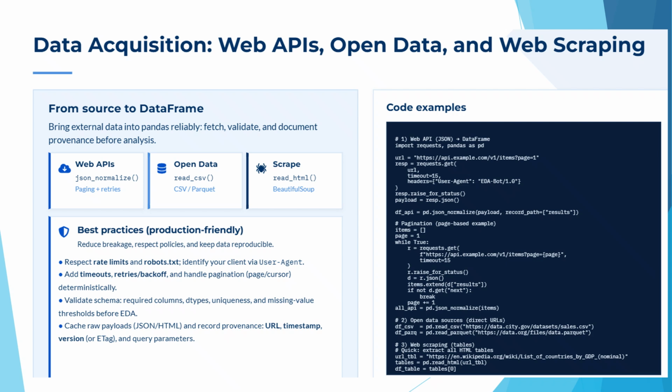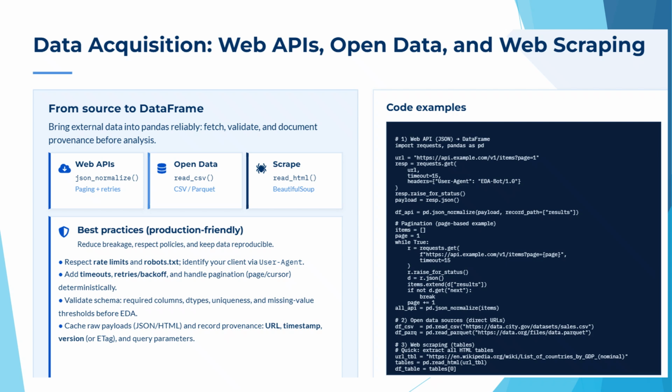Open data sources typically provide files such as CSV or Parquet, which can be directly loaded into pandas using functions like read_csv or read_parquet. These are commonly used for publicly available datasets from governments or organizations. Web scraping, on the other hand, involves extracting data from web pages, often using tools like read_html for tables or libraries such as Beautiful Soup for more complex extraction.